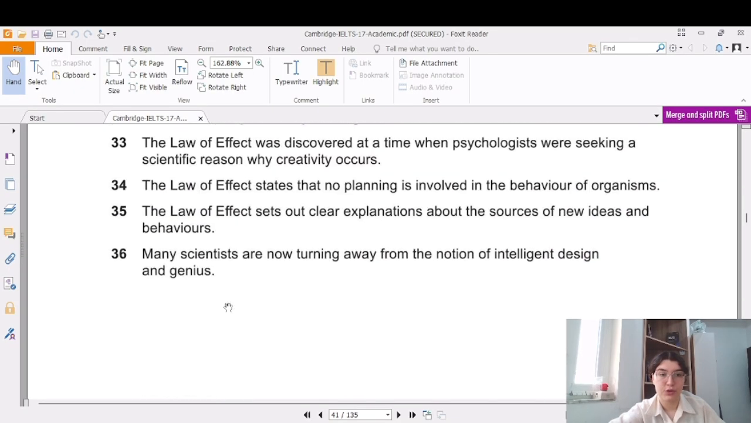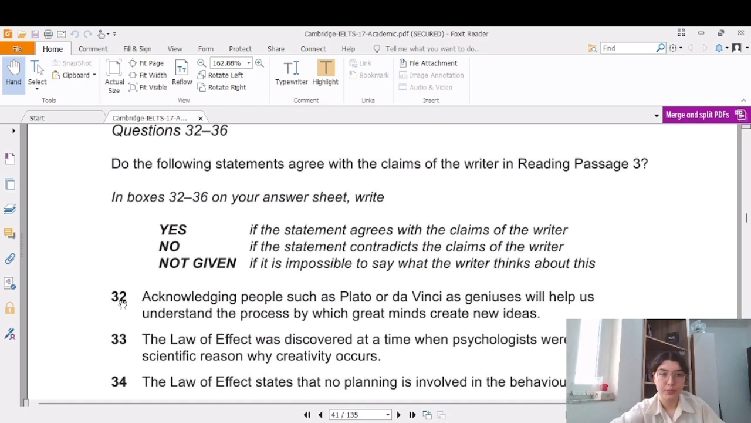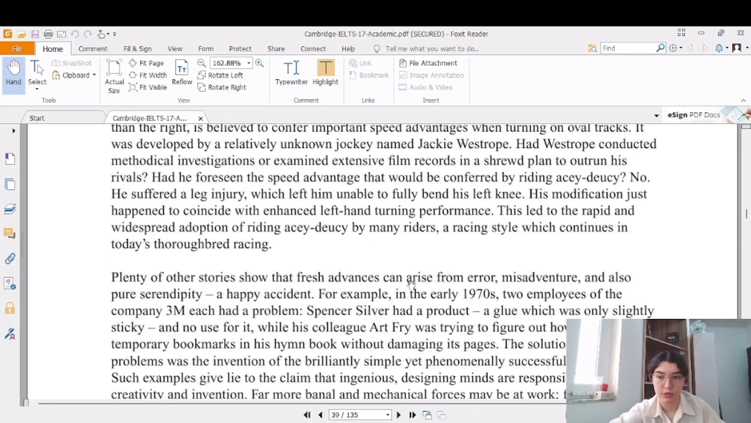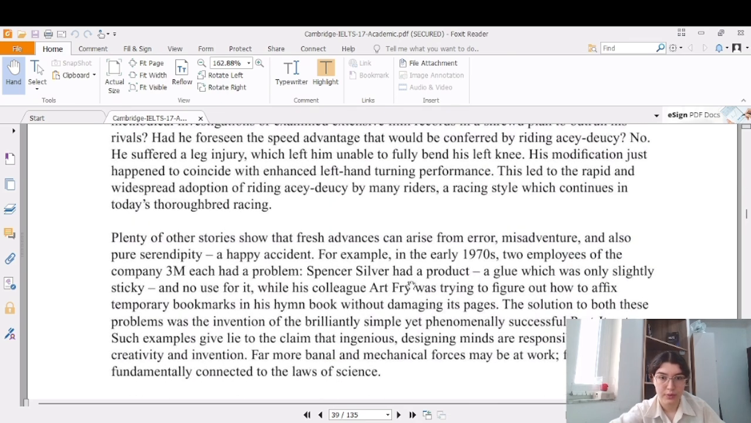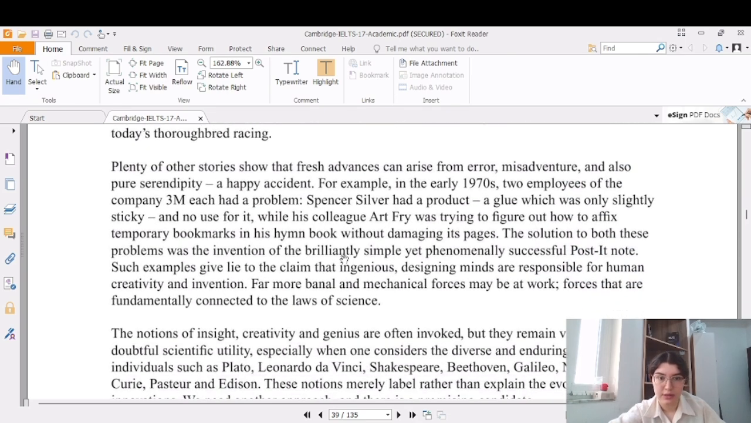Okay, now let's move on to yes/no questions here. Question 32. Acknowledging people such as Plato or Da Vinci as geniuses will help us understand the process by which great minds create new ideas. Let's read it again. Acknowledging people such as Plato or Da Vinci as geniuses will help us understand the process by which great minds create new ideas. So we have to search for these words to answer question 32. It should be somewhere here, Plato and Da Vinci.